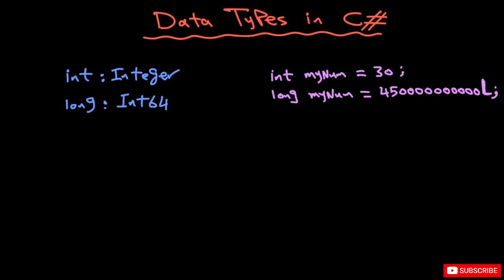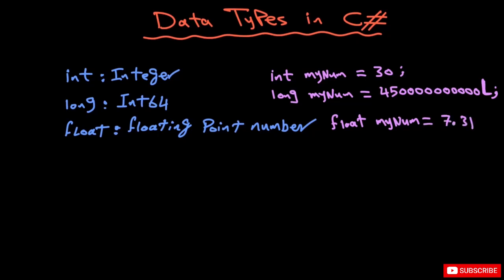The next data type we are going to talk about is called float. It stands for floating point number, any number with a decimal point. And to specify a floating point number, put the capital letter F at the end of the value, as in this example here. float myNum = 7.31F; and a semicolon at the end of the statement also. And the size for this data type is 4 bytes.